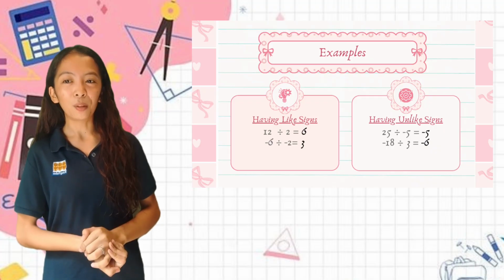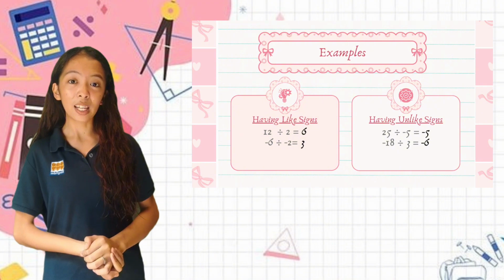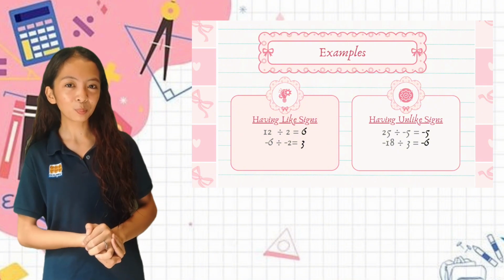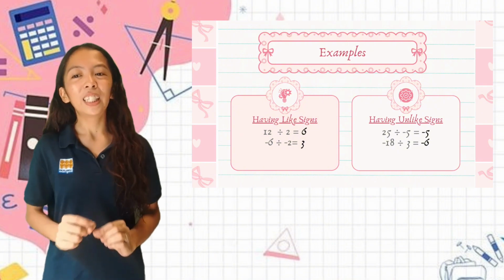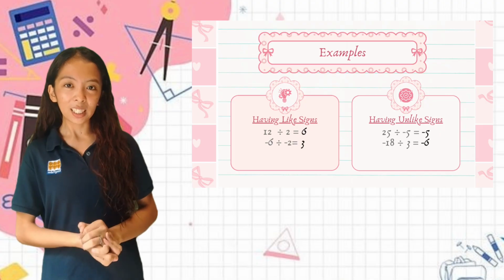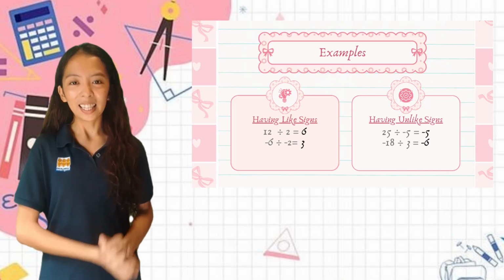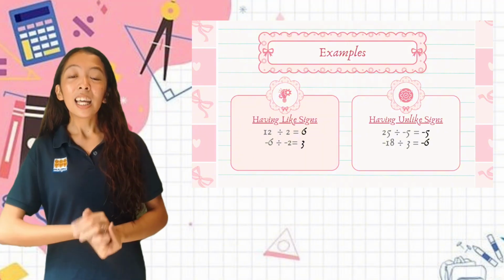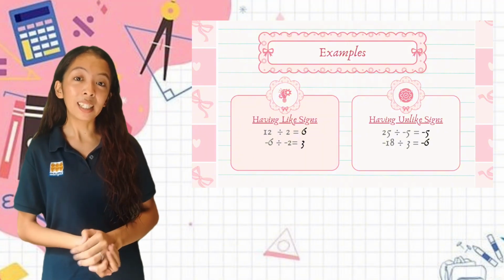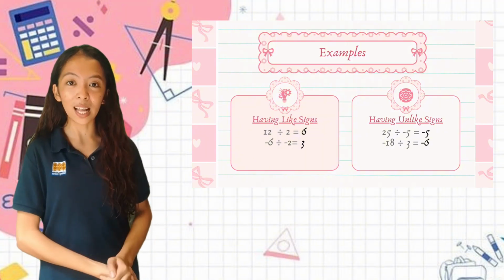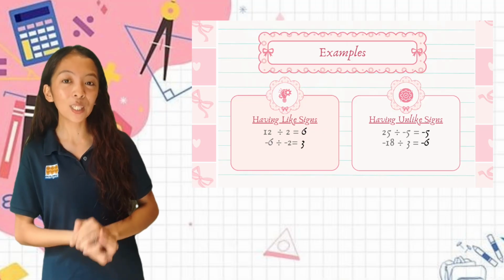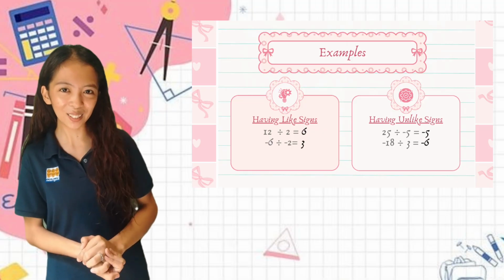And for the next example, let us have negative 18 divided by positive 3 is? Very good. The answer is negative 6. Again, different signs means that the final answer is negative. And that's it. In dividing integers, we must remember that same signs results the positive answer and unlike signs results the negative answer. Did you understand, students?